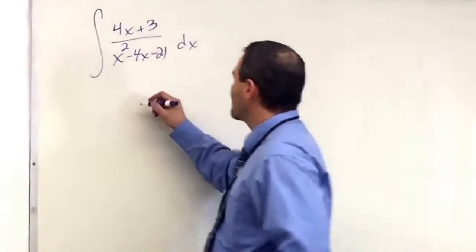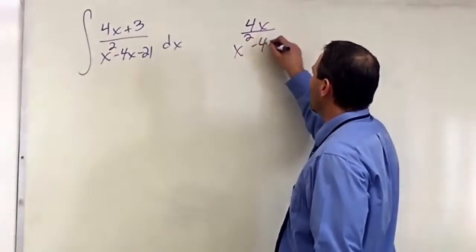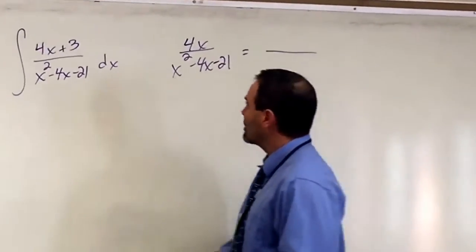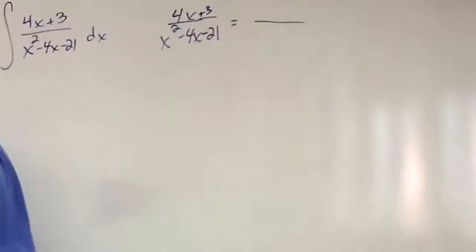All right. So the whole 4x plus 3 over x squared minus 4x minus 21. What happened to the 3? Yeah, it's gone. It's there. Constants do matter.